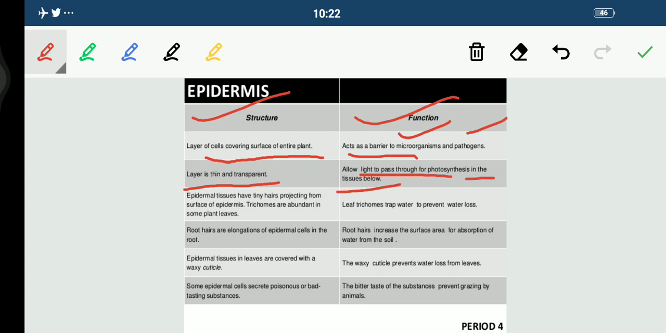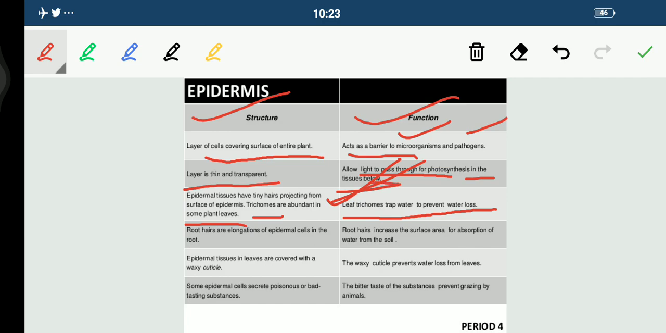Fine. Next, epidermal tissue has tiny hairs projecting from the surface of the epidermis. They are known as trichomes, and they are abundant in some plant leaves. And what will be their function? Leaf trichomes trap water to prevent water loss.